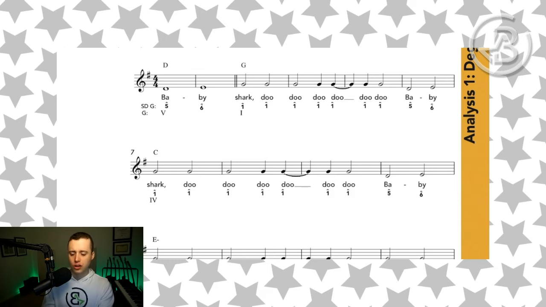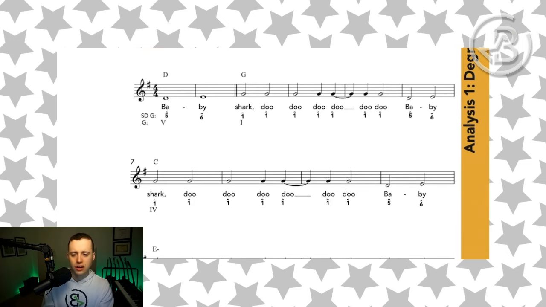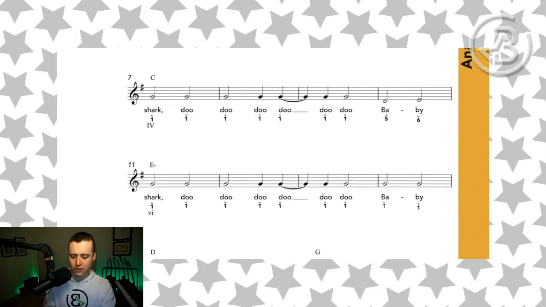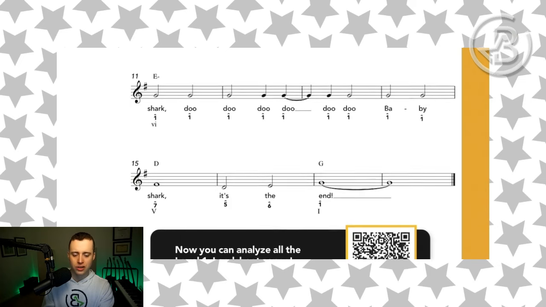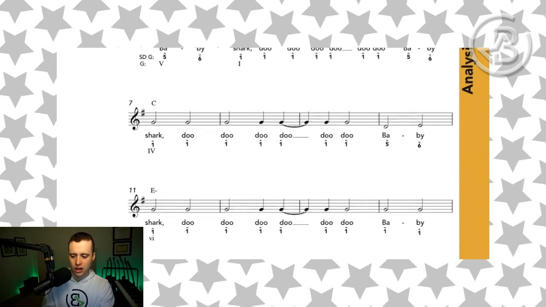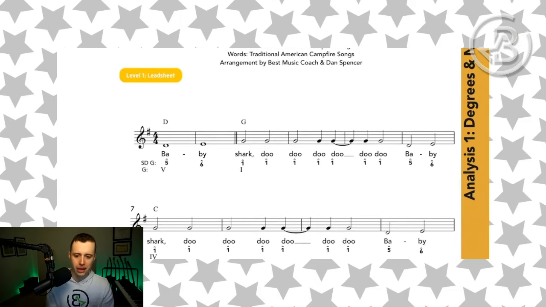But now let's look at the chords. Okay, so we start on D, then we go to G, and we stay on G for 4 measures. Then we do C for 4 measures. Then we go to E minor for 4 measures, then D for 2 measures, and then we're back to G. Now this is actually a 1, 4, 6, 5 chord progression. Think about it. G is 1, C is 4, E minor is 6, D is 5.